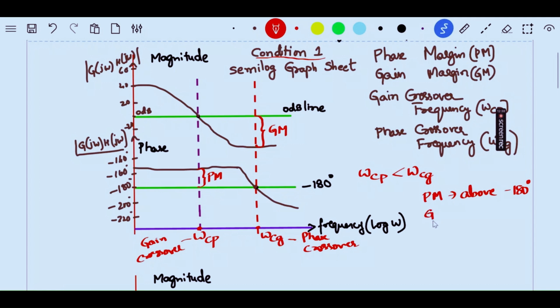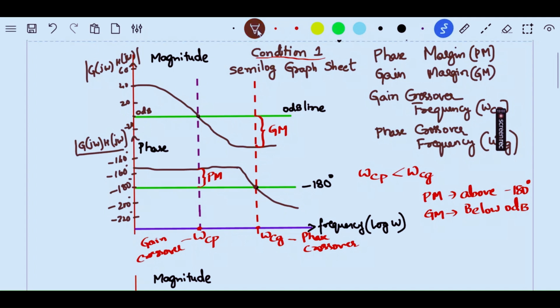Similarly, you will get the gain margin below 0. Now, this is the 0 dB line, and below the 0 dB line is where you got the gain margin, right? The magnitude is below the 0 dB line, this distance.